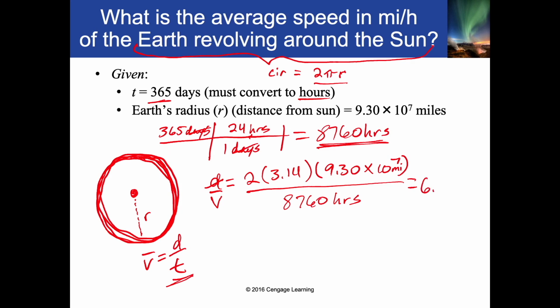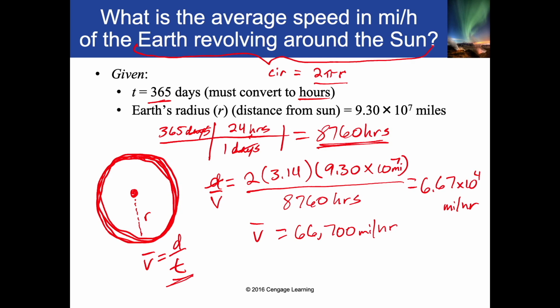I got 6.67 times 10 to the 4th miles per hour, right? And then we can make that number something a little bit more normal looking for miles per hour by moving the decimal point over. We have 4 exponents there, so we can just move this decimal point over 4 times. And when you do that, you get your average velocity to be 66,700 miles per hour. Holy crap, that person's traveling fast.